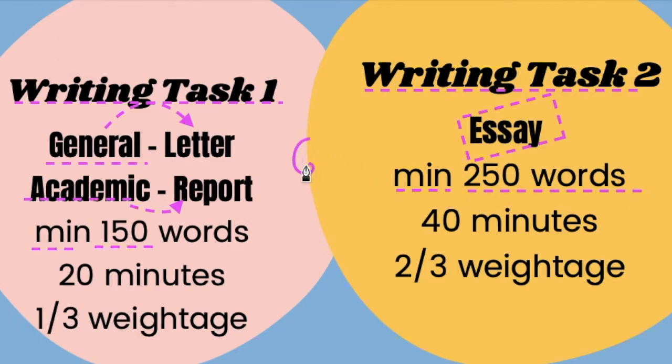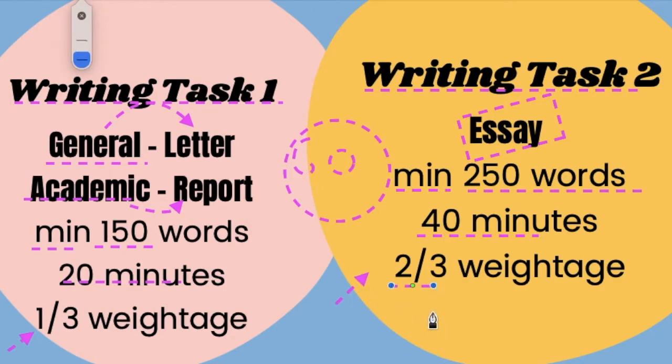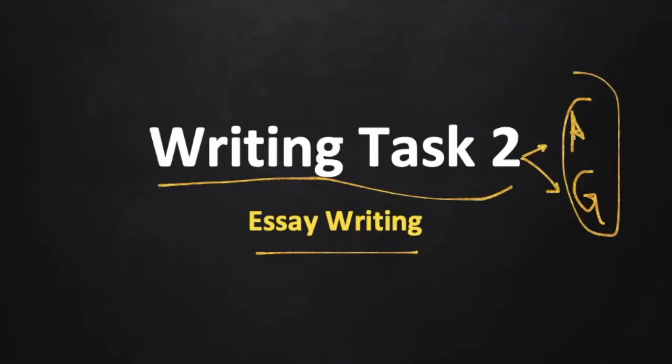So if you break down the 60 minutes time to both the tasks, it is 20 minutes, that's the ideal time that you have to spend on writing task 1 and 40 minutes on writing task 2. So accordingly, writing task 1 carries less weightage and writing task 2 carries more weightage. 2/3 weightage is assigned to writing task 2, essay writing, and 1/3 weightage is assigned to writing task 1, which is letter or report writing. Writing task 2 is something that's common for both academic and general candidates.